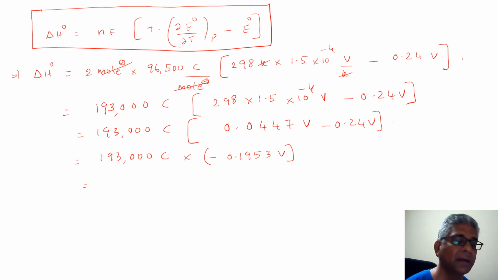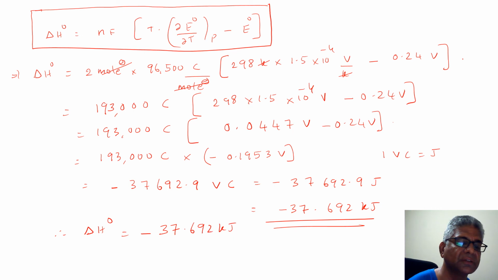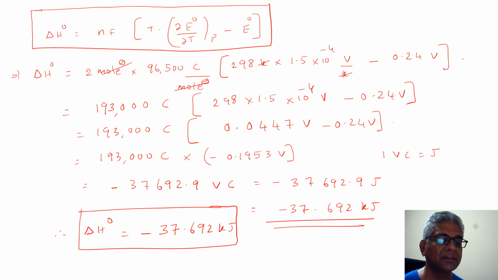That is equal to minus 37,692.9 volt coulomb. We know that 1 volt coulomb is equal to 1 joule. So this is equal to minus 37,692.9 joules, and that is equal to minus 37.692 kilojoules. Therefore the delta H0 for this particular reaction is equal to minus 37.692 kilojoules. So this is the final answer. The standard enthalpy for this particular reaction is delta H0 equal to minus 37.692 kilojoules.